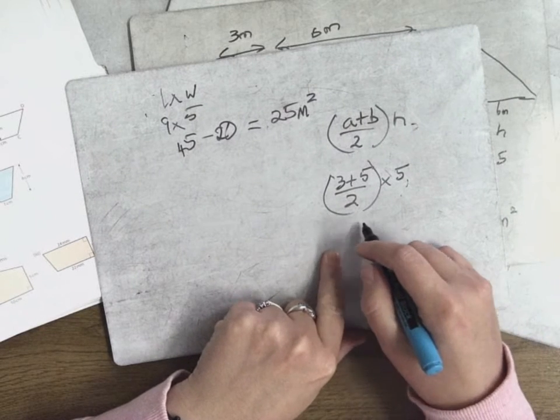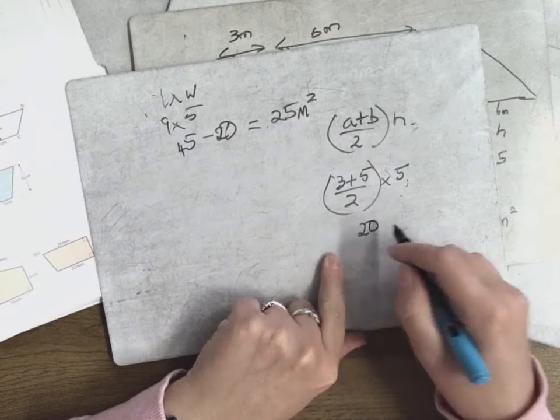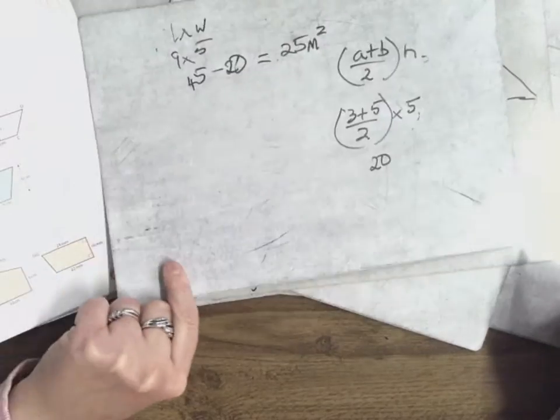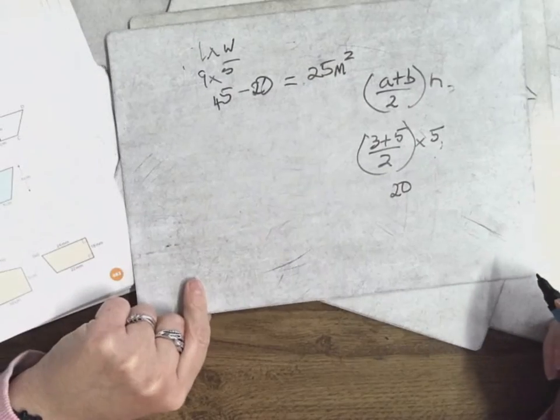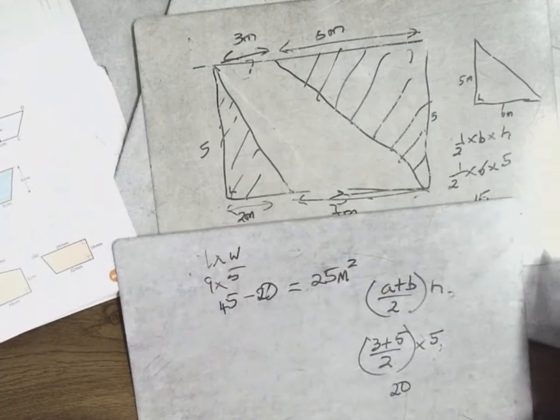8 over 2 is 4. 4 by 5 is 20, which is not what I got a minute ago. Oh, it is what I got a minute ago. No, it's not. Is it? I got 25 a minute ago. Where did I go wrong?